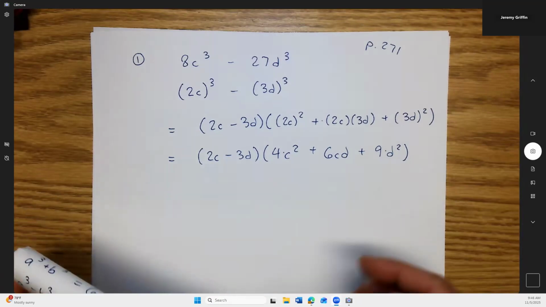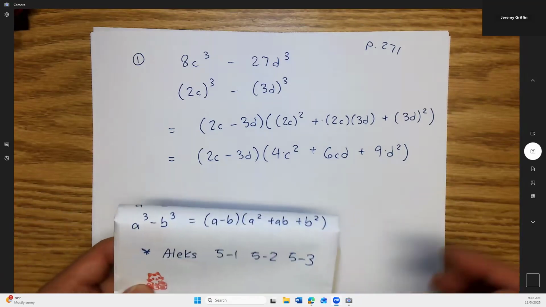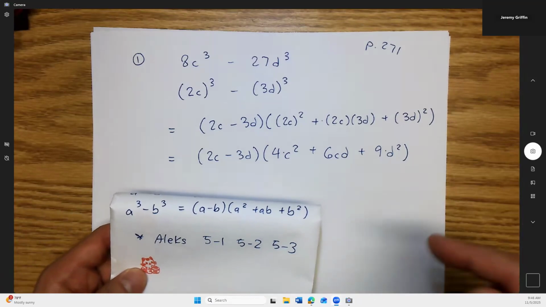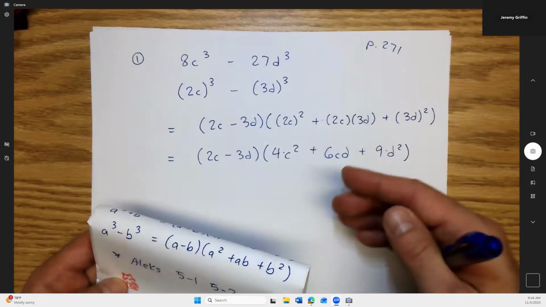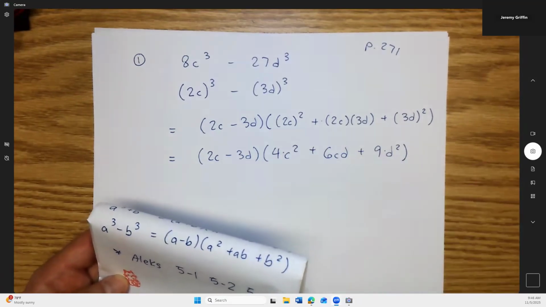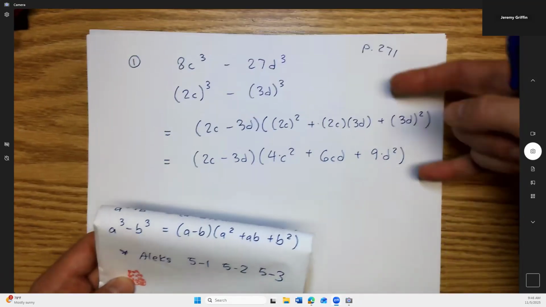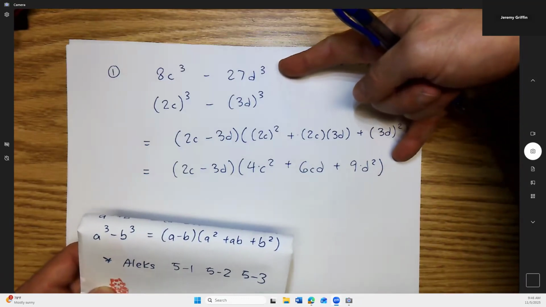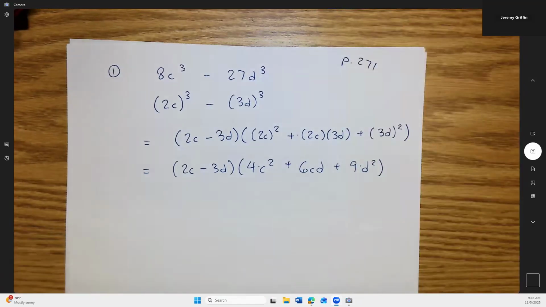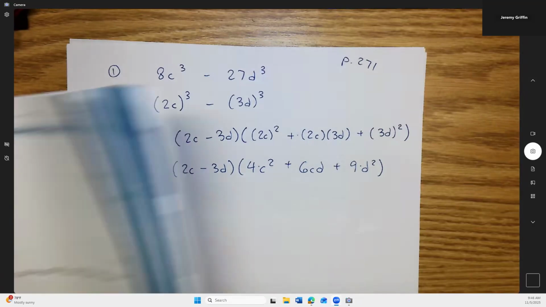Now, I know C and D are abstract ideas, kind of like X and Y or A and B. If you wanted to, you could always plug in numbers for C and D. Like, what if C is equal to pi and D is equal to 5, or just whatever crazy numbers. And you can check that this first expression is equal to this factored expression at the end, because they're the same thing. So there's one pretty straightforward fundamental example.